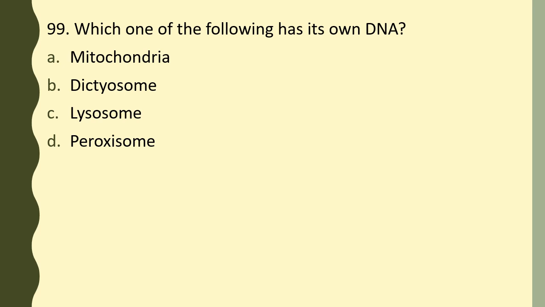Question number 99. Which one of the following has its own DNA? Mitochondria, dictyosome, lysosome, peroxisome. Which of the following organelles contains its own DNA? Correct answer is option A, that is mitochondria.